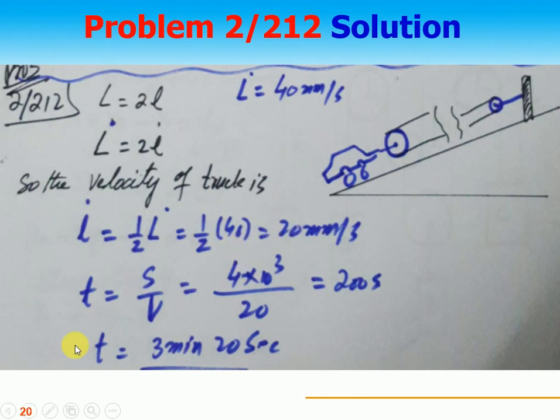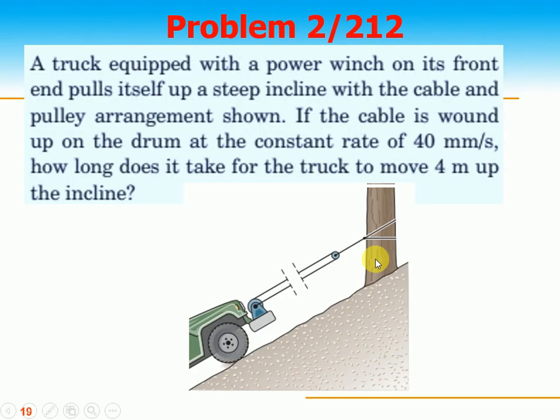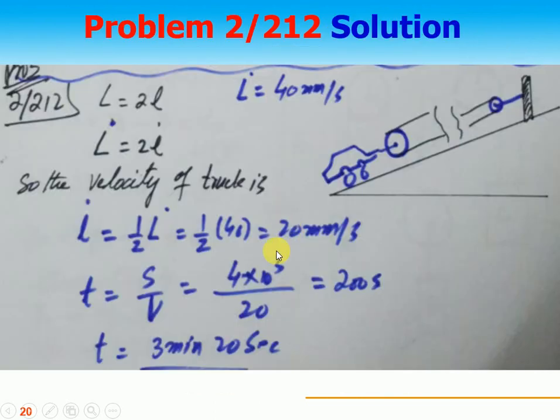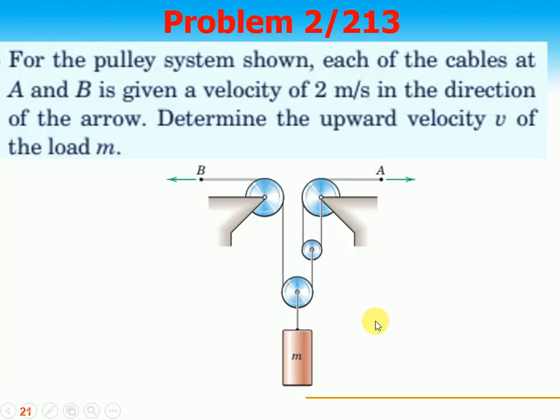So very simple. Time taken is S by V. The question is how much time it takes to wrap the cable up to 4 meters. So 4 times 10 to the power 3 millimeter divided by 20 millimeter per second, the velocity. It takes 200 seconds, or 3 minutes 20 seconds, to wrap up.